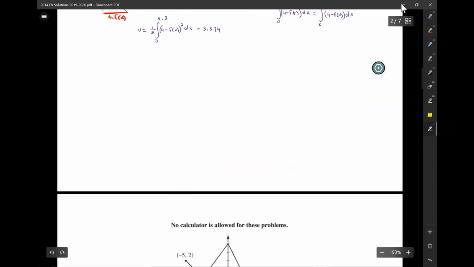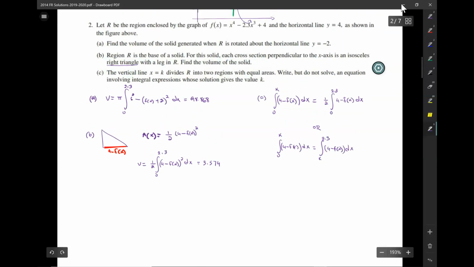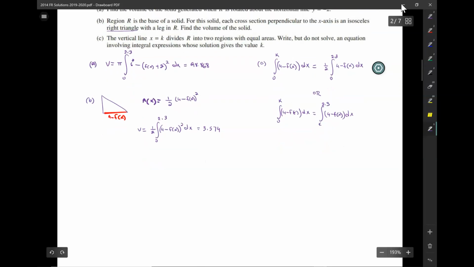All right. Do you have to have them equal, or do you have k over 0 and that minus the other equals 0? Yes, you can do that.